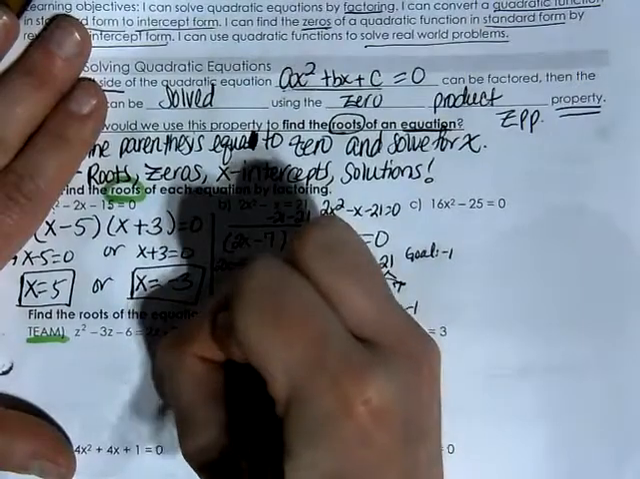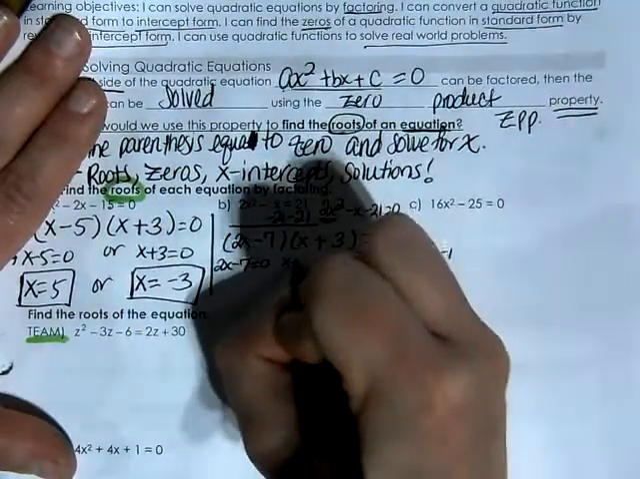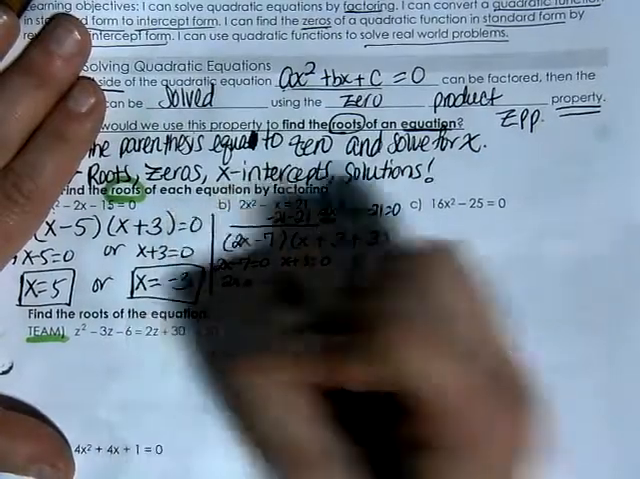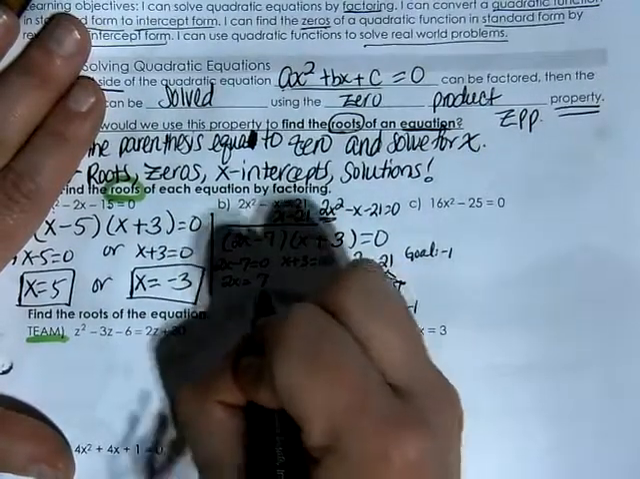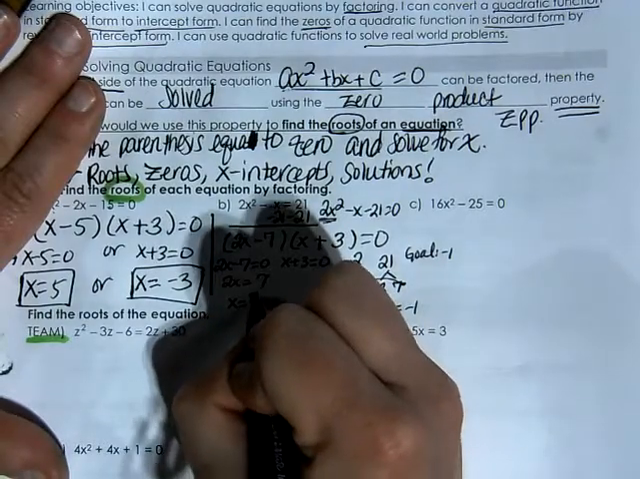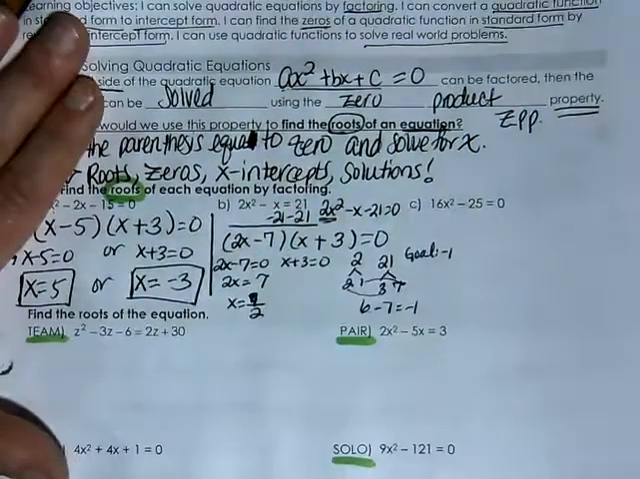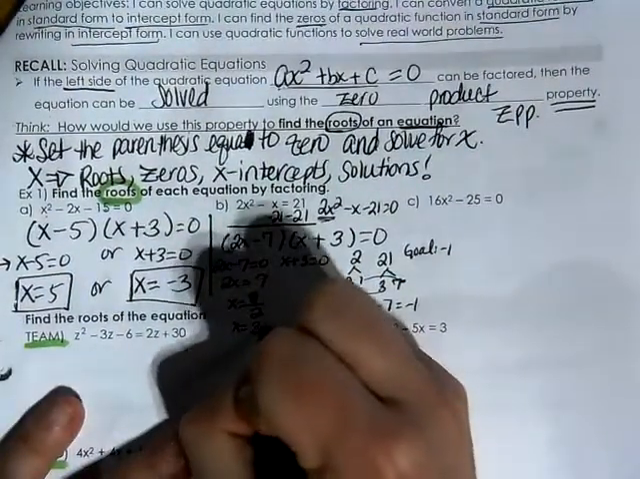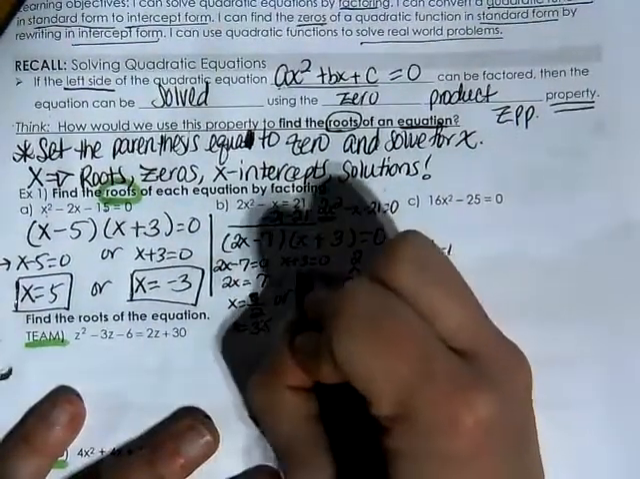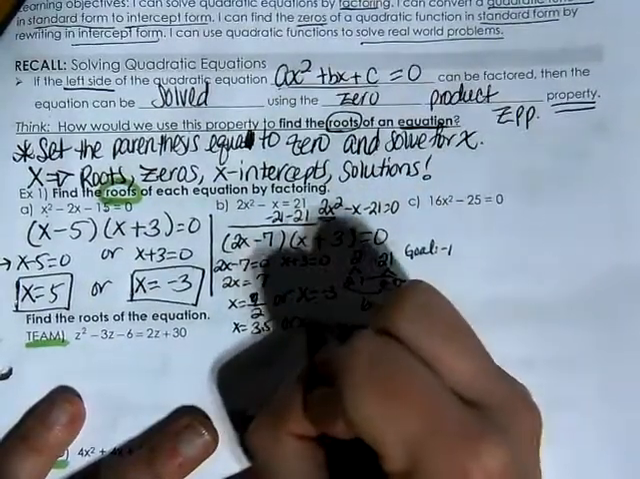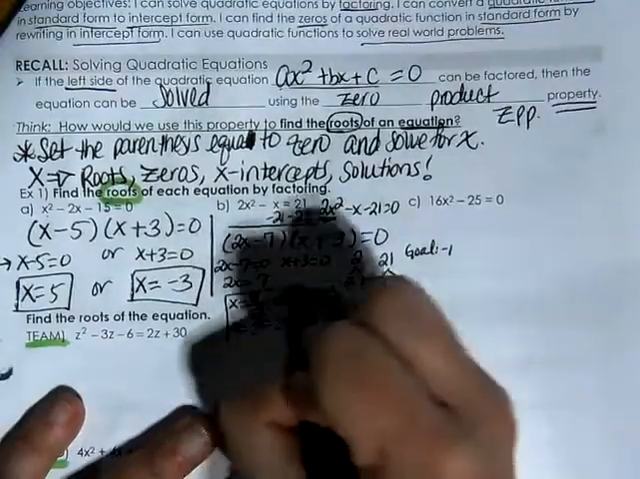Now I'm going to set each parenthesis equal to 0. So we have 2x minus 7 equals 0 and x plus 3 equals 0. I'm going to add 7 to both sides to end up with 2x equals 7 and divide both sides by 2 to end up with x equals 7 over 2 or 3.5. I'm going to subtract 3 on both sides and I end up with x equals negative 3. So both solutions are perfectly acceptable.